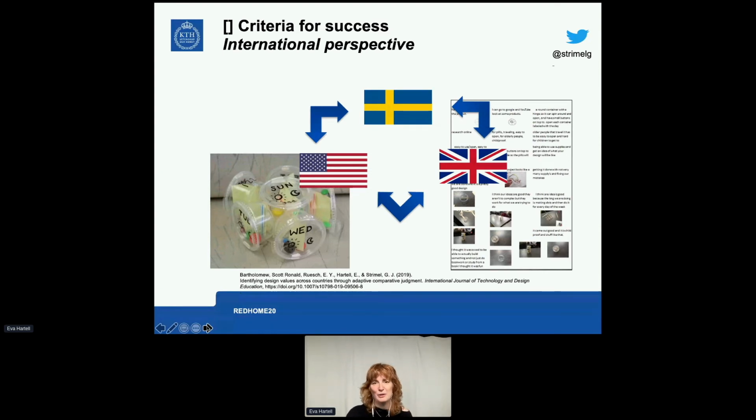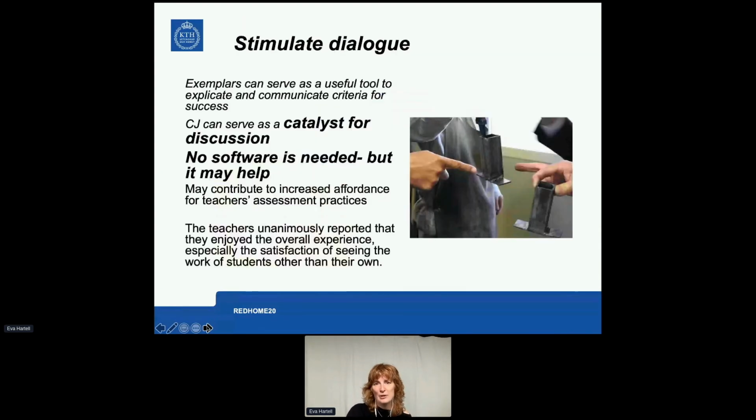You can read the paper if you like. So to stimulate dialogue, we do this, we compare and we talk about this, and we end up with the result, but then we start to analyze the data out of this. And no software is needed, like this welding example, but it's easier to collaborate across nations if you have a digital tool.